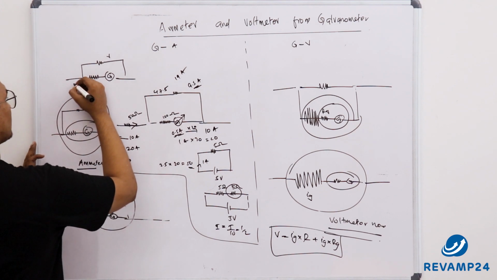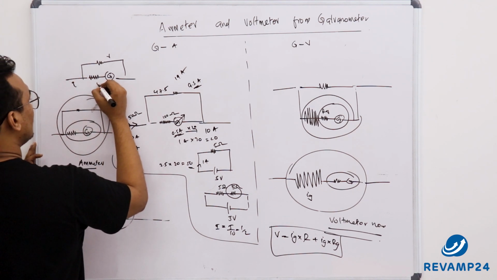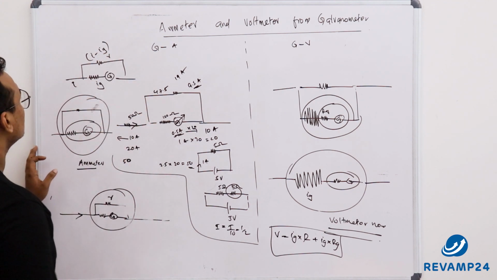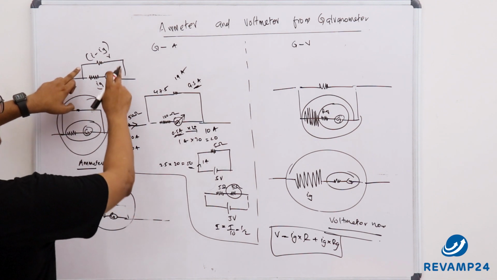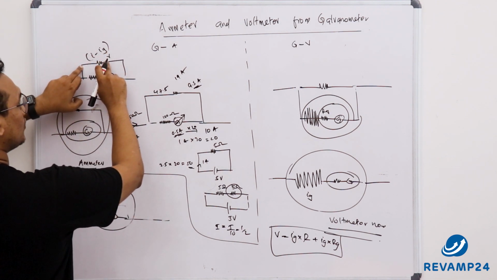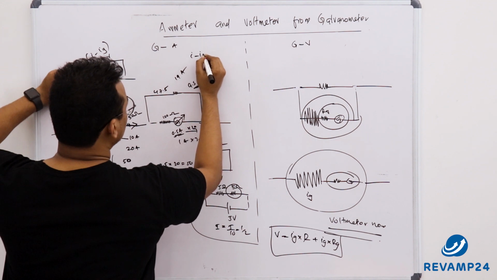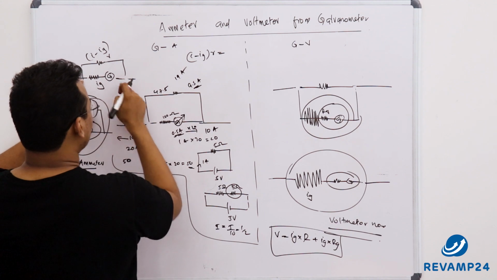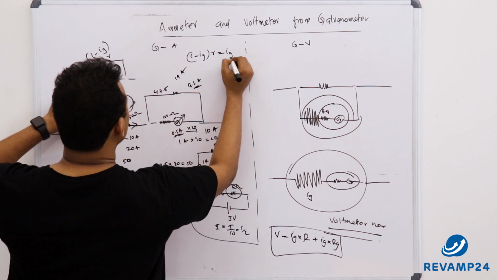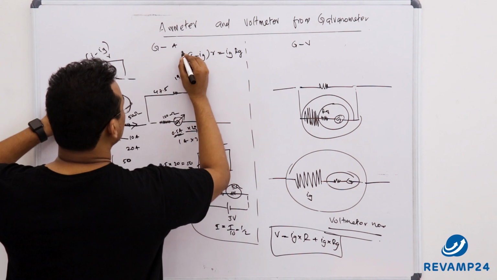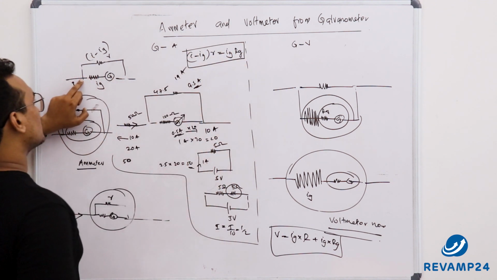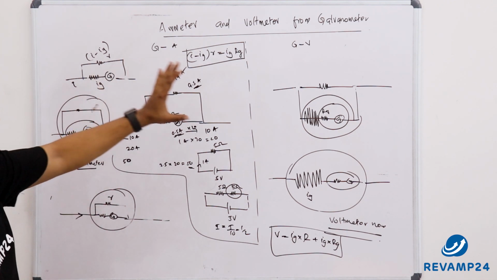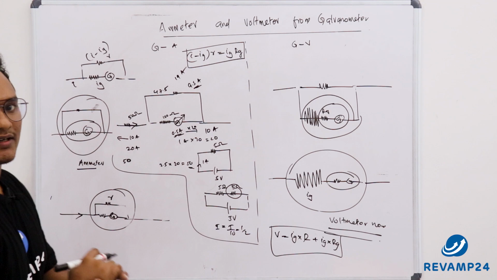Here, current I comes in, out of which Ig will go through this and I minus Ig will go through this. Now you can equate the voltage here. I minus Ig into R, that is, I minus Ig into the shunt resistance, is equal to the same potential difference with this, right? That is equal to Ig into Rg. So you can have a lot of equations here. You can refer to NCERT and get the equations. But this conversion is very important. Okay, thank you.